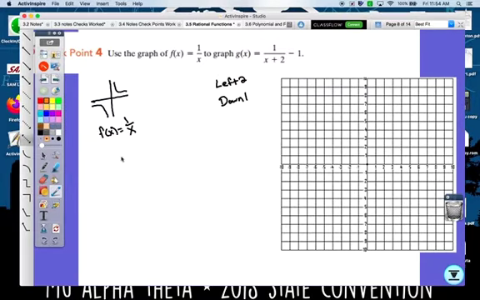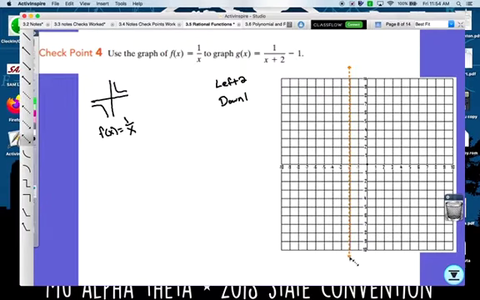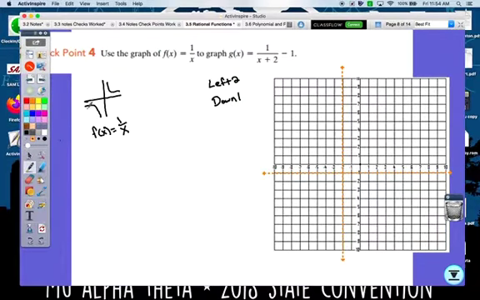When I draw my asymptotes, I'll have left 2, so 2 to the left of the y-axis, and then down 1. From there, we draw the same shape, using these dotted lines as our boundaries. To the left, we're going to be on the bottom, so we come around and look like this. And then to the right, we're going to be up top. Hopefully you got that one.